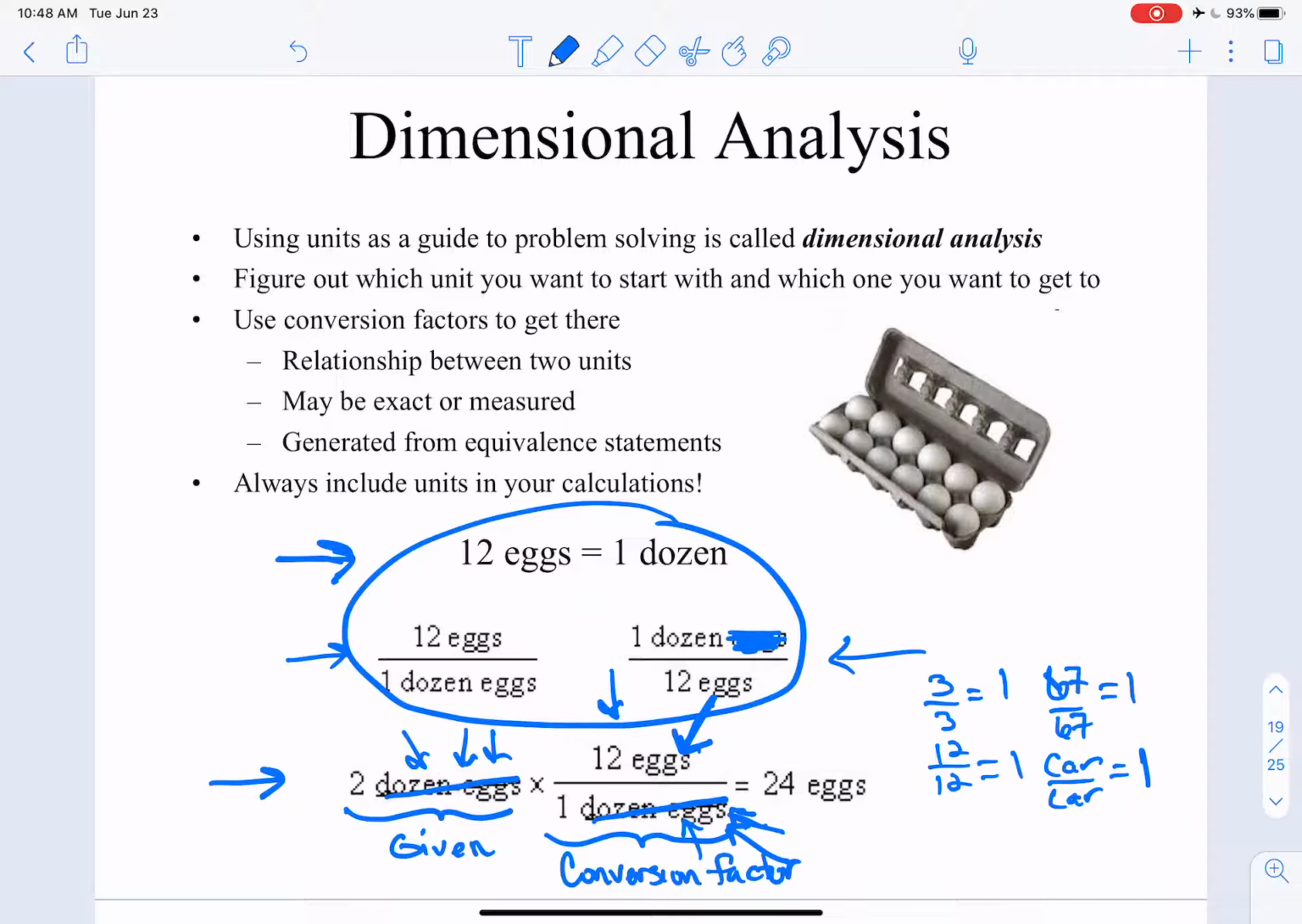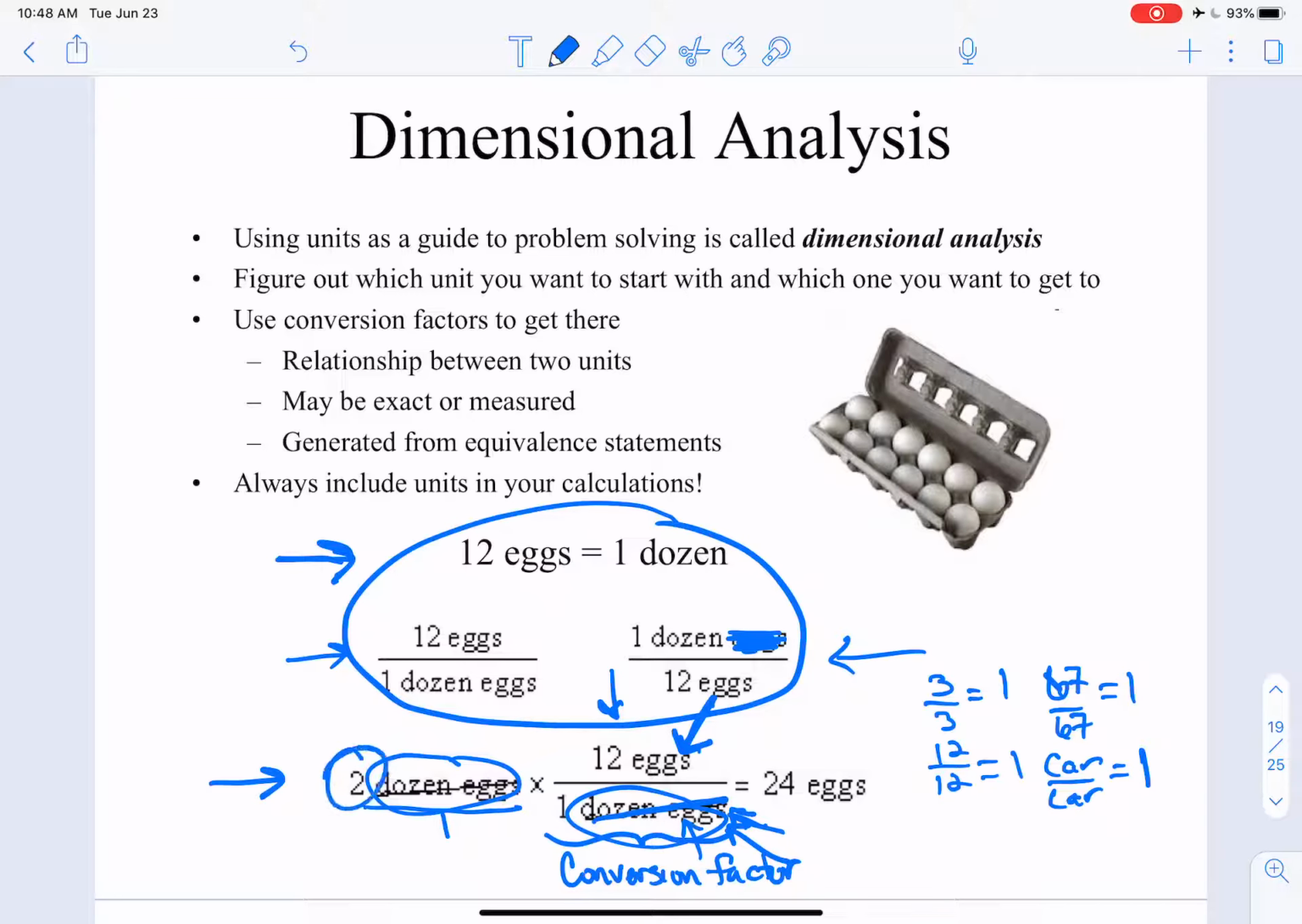Now don't forget that right here, the denominator is 1. We just don't see it when the denominator is 1, because that's another one of those things where we don't draw the 1 in when we don't need it. So we have dozen eggs in the numerator and dozen eggs in the denominator. So that's dozen eggs divided by dozen eggs, so that gives us 1.